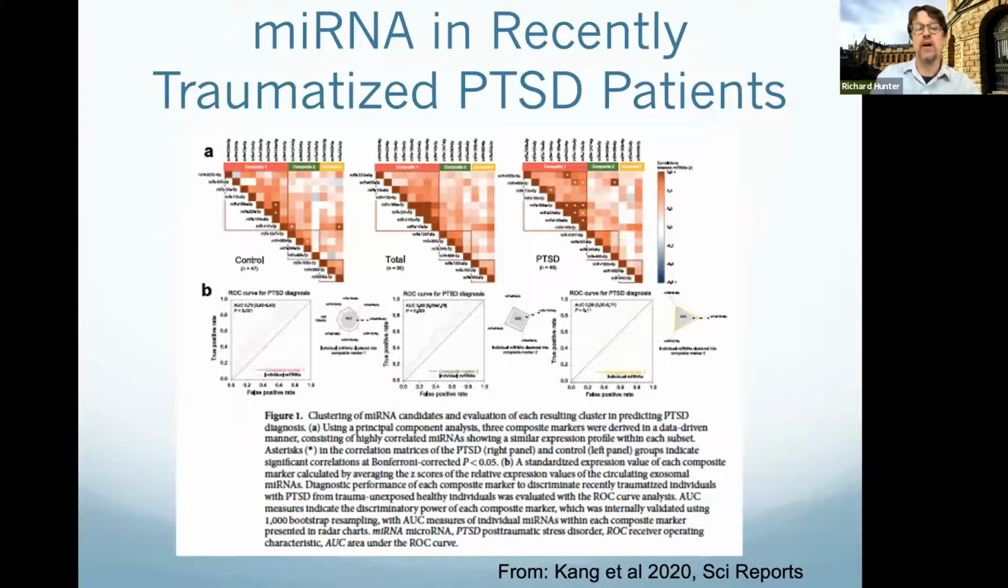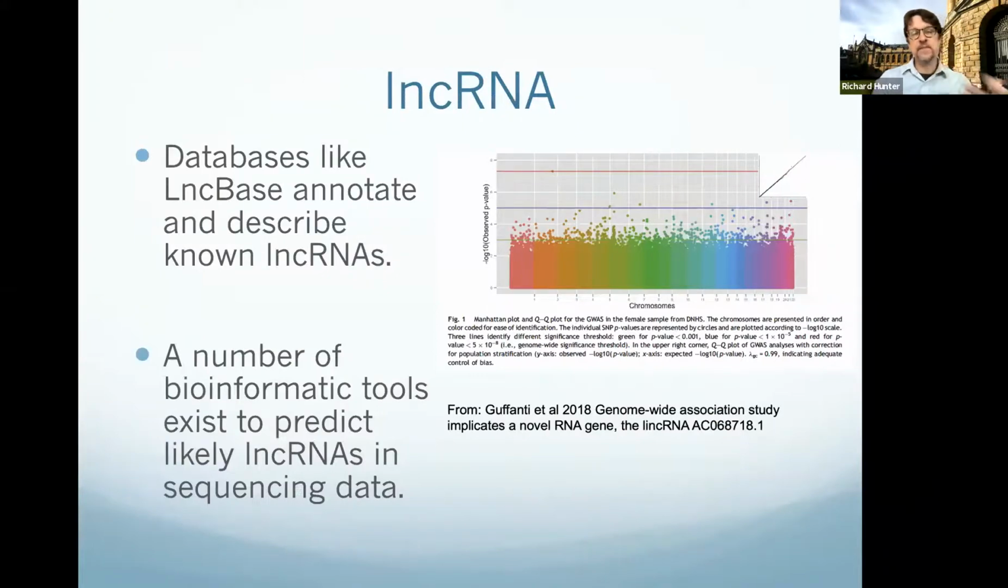So this is just an example of how you can apply these microRNA tools in PTSD, how you can use computational analysis to do principal components analysis for a whole bunch of different microRNAs. In this case, what they did is they identified a bunch of microRNAs in the mouse model, and then they went and looked for those same microRNAs in blood from people who've been recently traumatized and achieved the diagnosis of PTSD. So that is one approach. Long non-coding RNAs, generally we're looking at that in terms of GWAS or RNA-seq. This is an example here from a genome-wide association study.